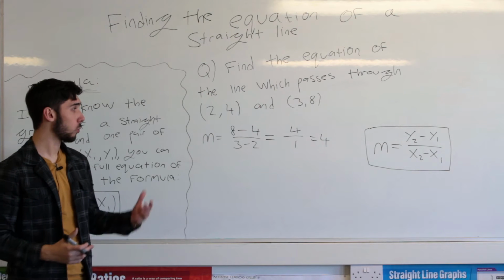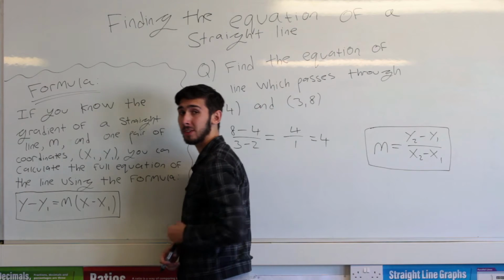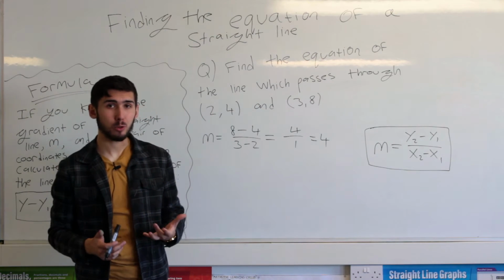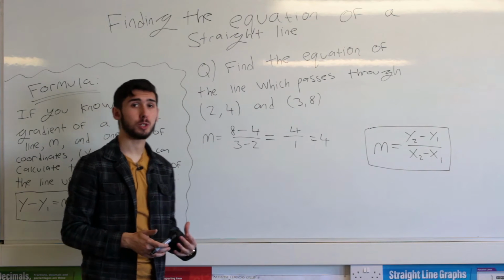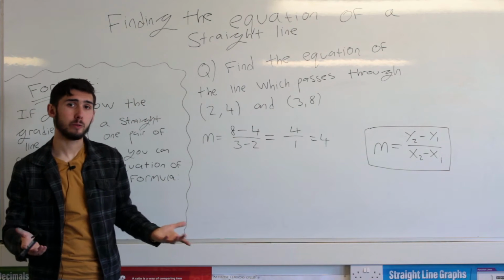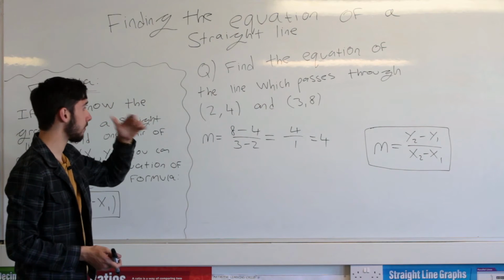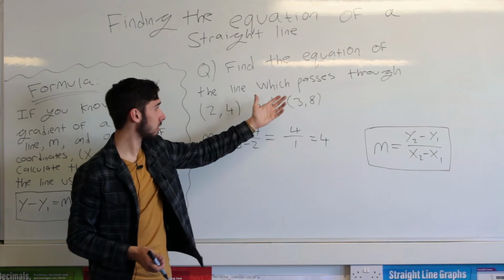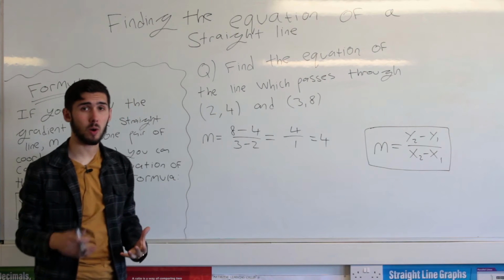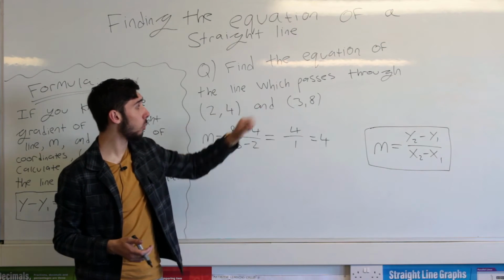So now, guys, we can actually use this formula down here. Now, we don't need both of these points. You can choose which point you use. You can either use 2, 4 or 3, 8. Whichever one you prefer. If you don't have a preference, just choose one. It doesn't really matter. You don't need to use a specific one of these. You can use either. You will actually get the same answer by using this one or this one.